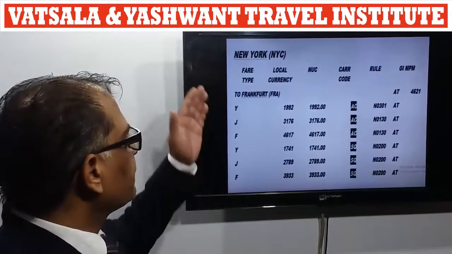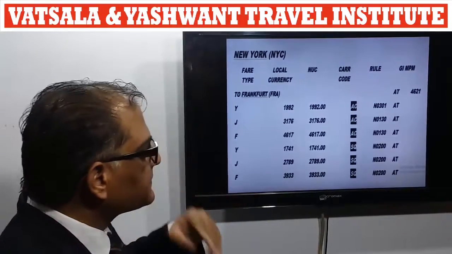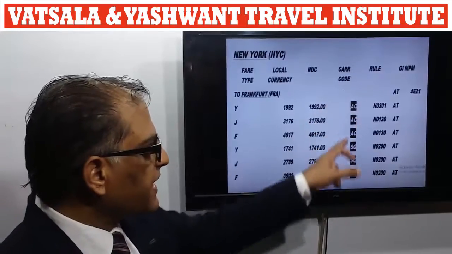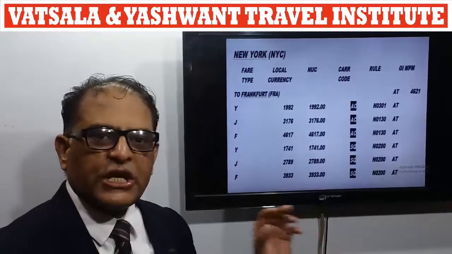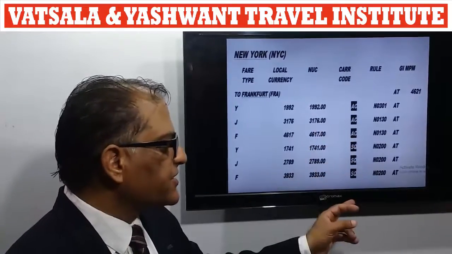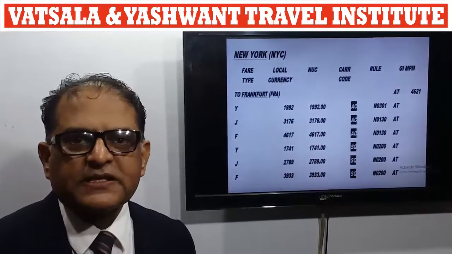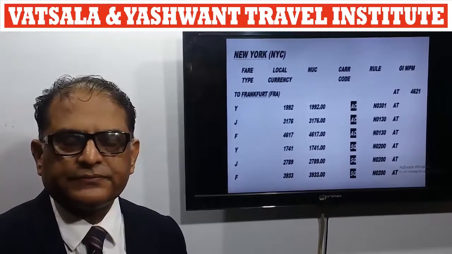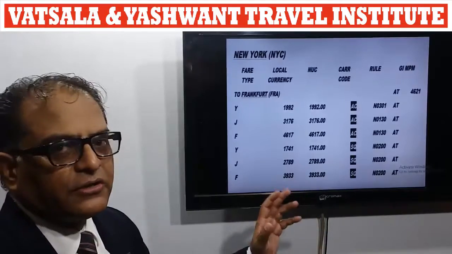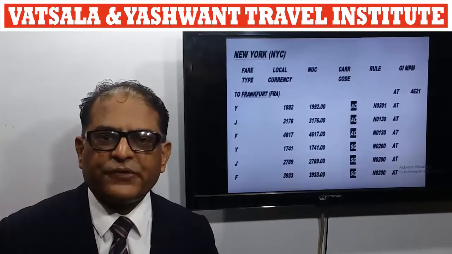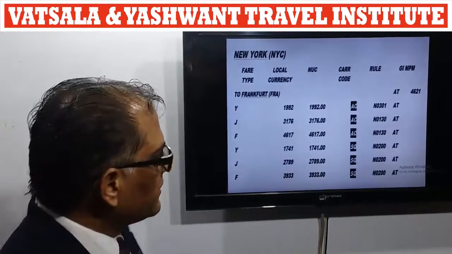Now here we have the fares from New York to Frankfurt, and this one is the carrier code box. And what the rule says is, if an airline code is given in the carrier code box, that means these fares are airline fares. So when airline fares are given, obviously we have to consider the airline fares.